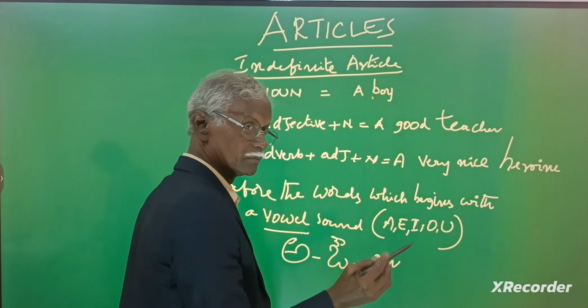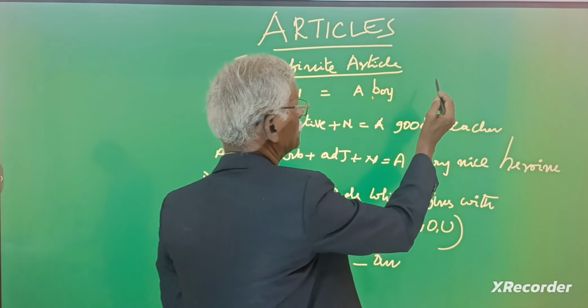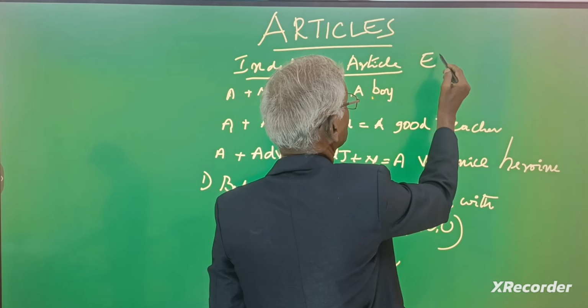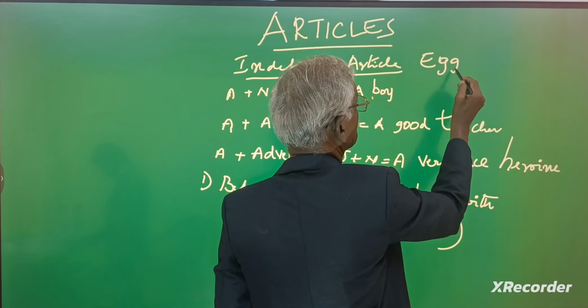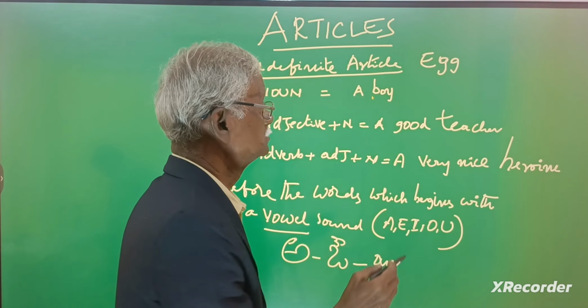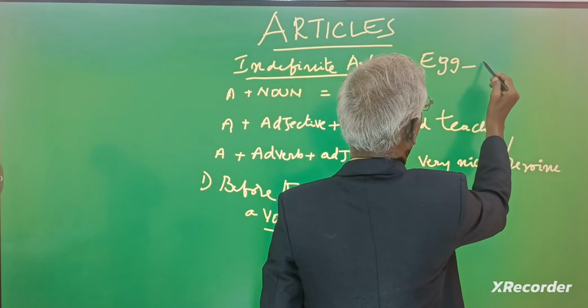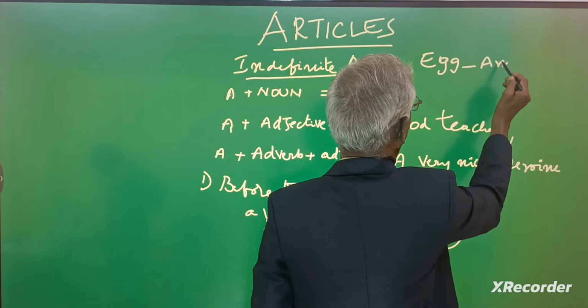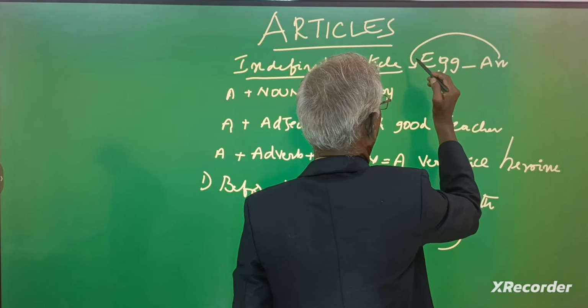For example, you know very well, egg. What is the article? An is used before the noun.